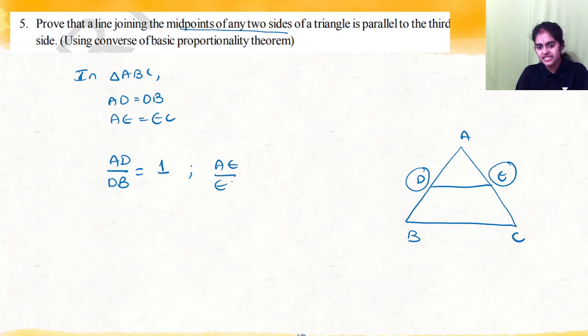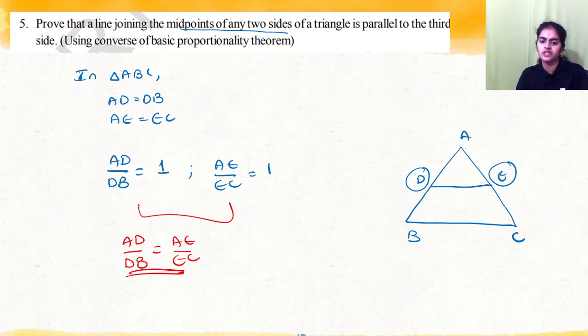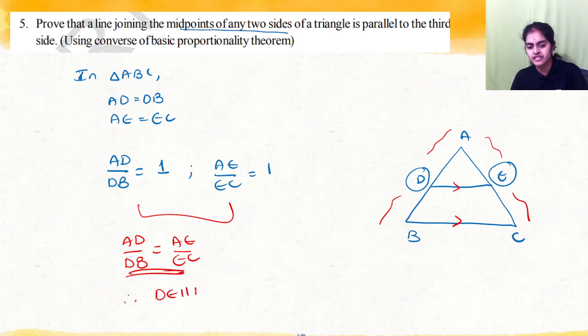Also AE by EC will be 1. Suppose if this is 3, this is also 3. So 3 by 3 will be 1. That is how AD by DB is 1 and AE by EC is 1, because D is the midpoint and E is also the midpoint. So both are 1 and 1, so I can equate. I can say AD by DB is equal to AE by EC. So ratios are equal. When ratios are equal, by converse of BPT, what did I tell you? Therefore, DE is parallel to BC, which is the third side. This is using converse of BPT.